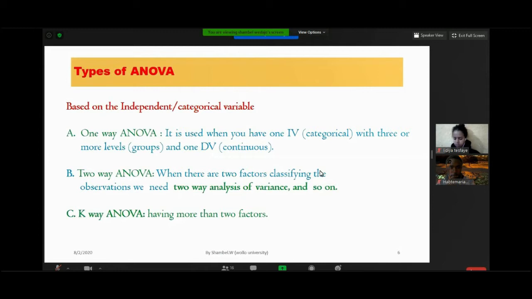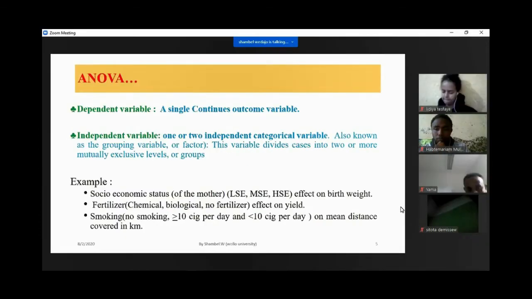But when there are 2 factors classifying the observation, we need two-way analysis of variance. For example, here, socio-economic status of the mother, low, middle, and high, and its effect on birth weight, only socio-economy. If you add another variable like educational status of the mother, the model has 2 factors. One is socio-economic status, the other is educational status. So when you run socio-economic status as well as educational status in the same model, we can say this is two-way ANOVA.